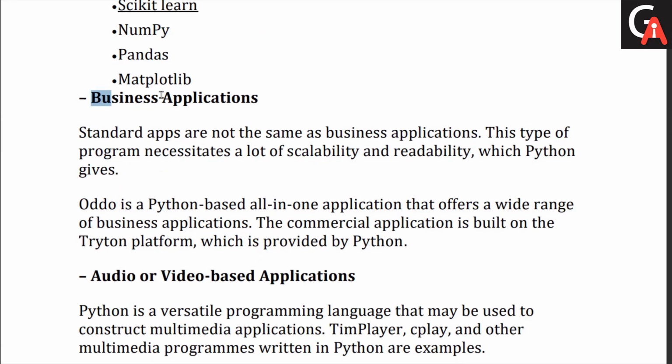Then we have business applications as well. Standard apps are not the same as business applications. This type of program necessitates a lot of scalability and readability, which Python gives. Odoo is a Python based all-in-one application that offers a wide range of business applications. The commercial application is built on the Tryton platform, which is provided by Python.